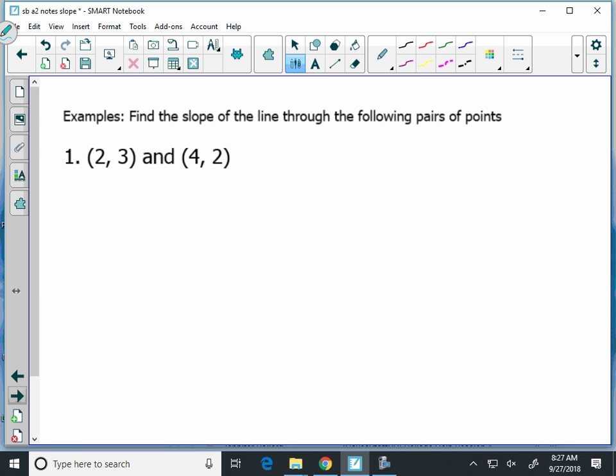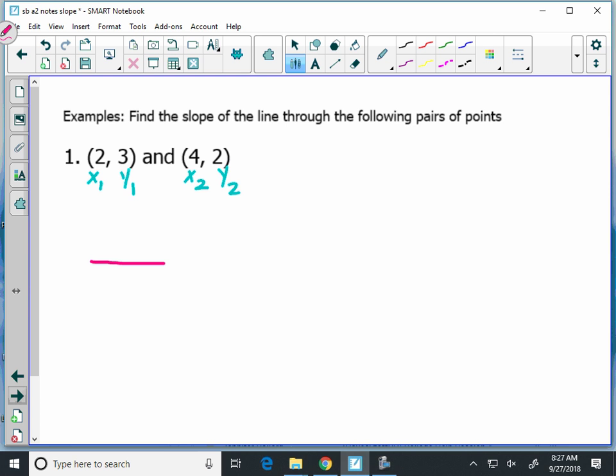So we're going to find the slope of the line through the following pairs of points. Okay? I just go in order for my x1, my y1, and my x2 and my y2. Doesn't matter which one you make yours, you just have to be consistent. So I'm just going to go in order. And we know x comes first in a point, y is second. And then we just plug it into that formula.